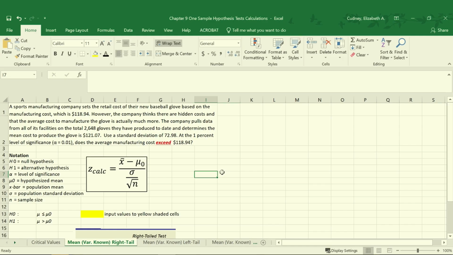In this example, we have a sports manufacturing company and they're setting their retail cost of their new baseball glove based on the manufacturing cost, which is $118.94. However, the company thinks that there's hidden costs and that the average cost to manufacture the glove is actually much more. The company pulls data from all of its manufacturing facilities on the glove for a total of 2,648 gloves that they've produced to date.